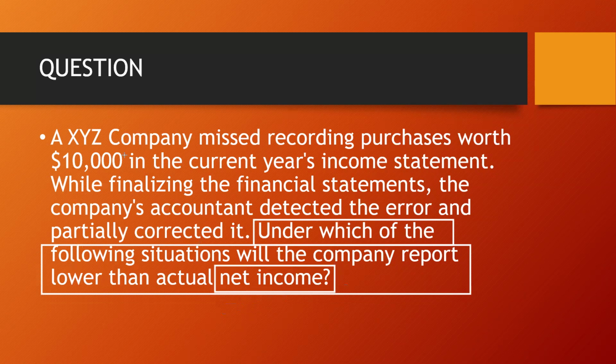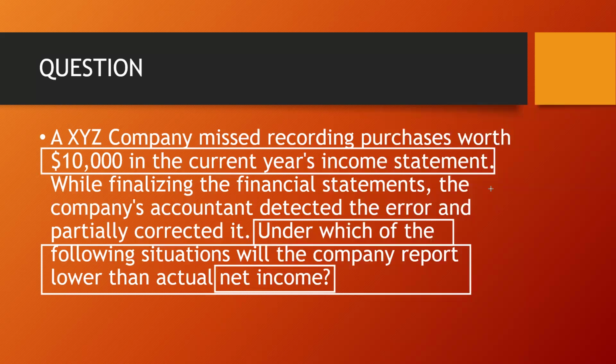A company missed recording a purchase worth $10,000 in the current year income statement. So there is an error of omission; they missed the purchase entry. While finalizing the financial statements, the company accountant detected the error and partially corrected it. If he hadn't done it at all, it wouldn't be a question. So he made the correction, but only partially.